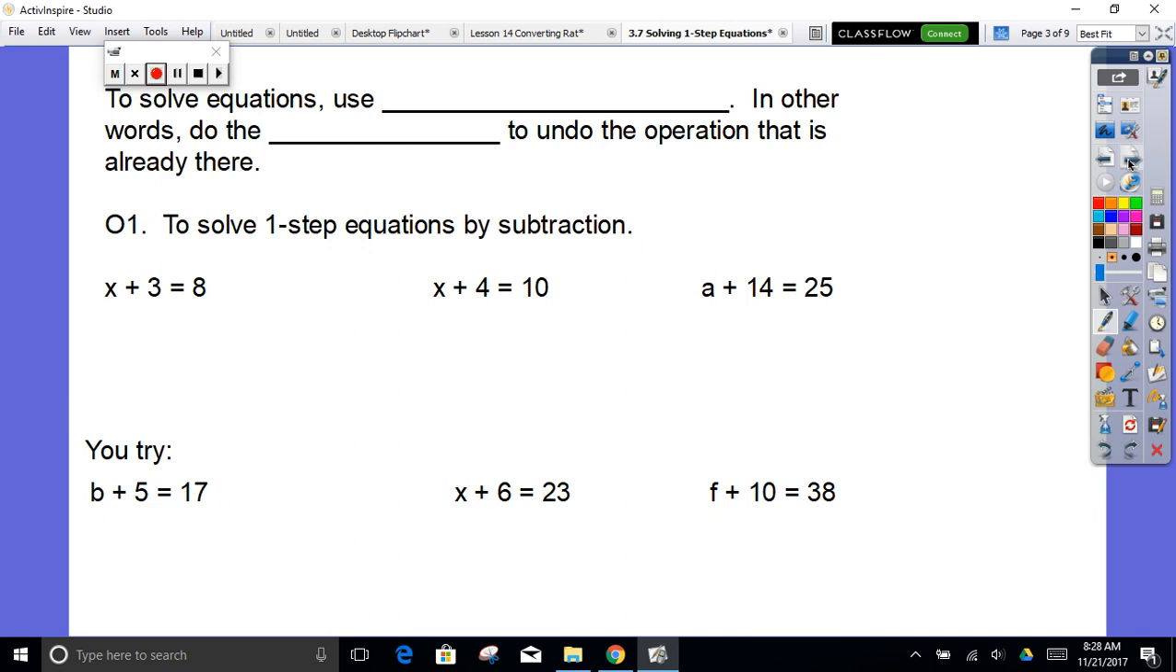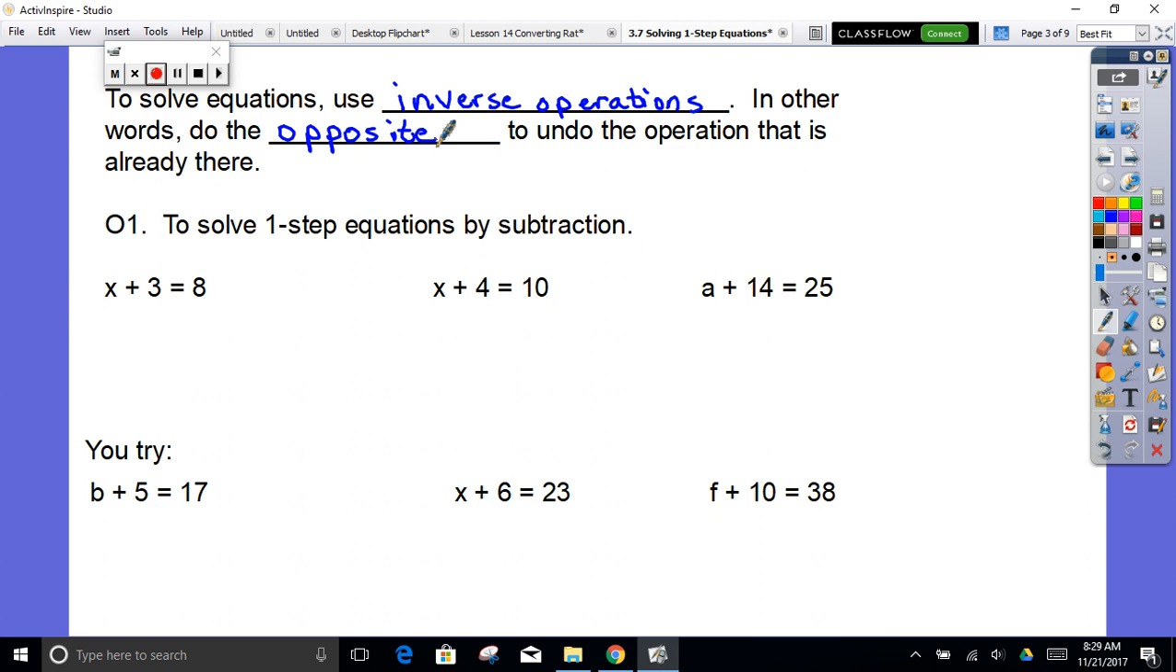Okay, to solve equations, you use inverse operations. In case you're a little fuzzy about what an inverse operation is, I put this in other words. Do the opposite, to undo the operation that is already there. So if you had addition, you would do the opposite, which is subtraction. If you had subtraction, you would do addition. If you had multiplication, you would do division. And then, of course, division's opposite would be multiplication.